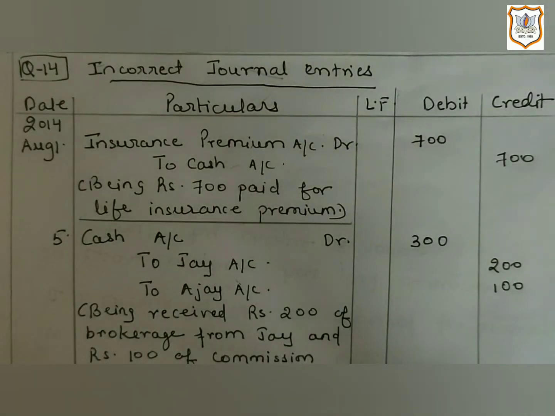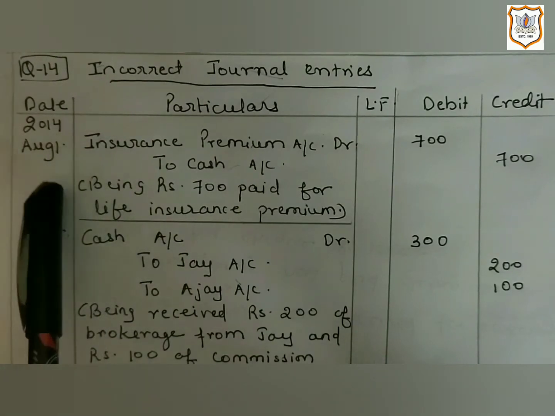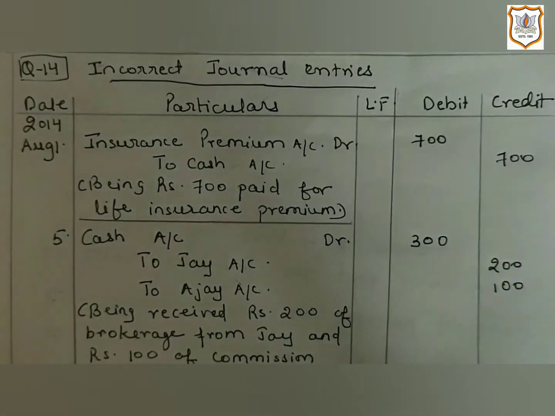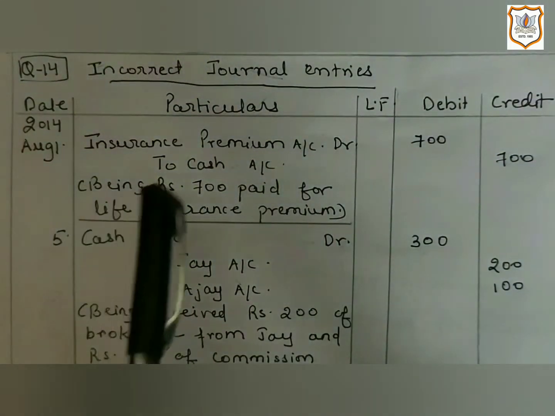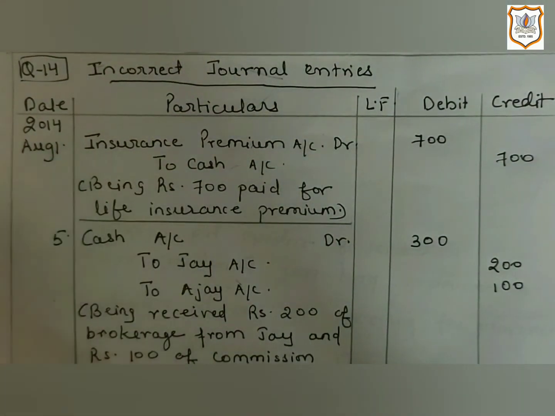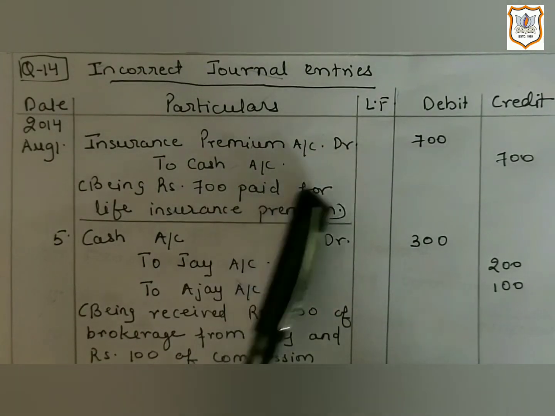So here, the first transaction is 2014 August 1st. First, what you have to do in this question is that it is given that a learner student has written a wrong journal entry and you have to make it correct and rewrite it. So here is the first journal entry which is incorrect, that is insurance premium account debit to cash account 700.